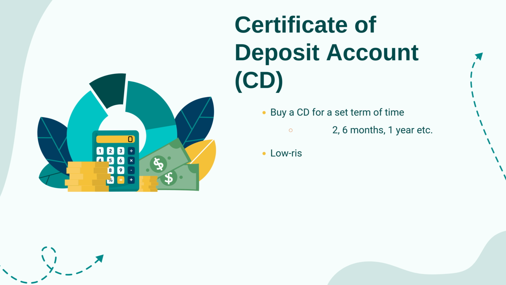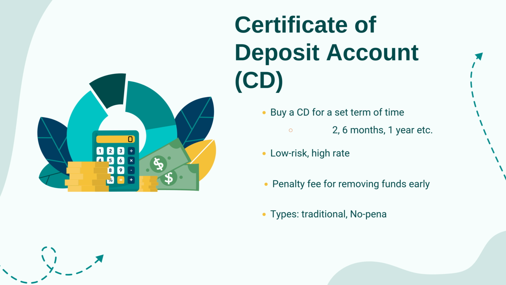They're pretty low risk, they can typically be insured, they're pretty well set up, and they have a high rate in general, especially compared to some of the interest rates that savings accounts or money market accounts may give you. There's a fee for removing funds early, so you always want to keep your eye out for that. There are types like the traditional, which has the fees and is the regular one. There's a no penalty one, which doesn't have fees, and then there's the jumbo, which has larger interest rates.